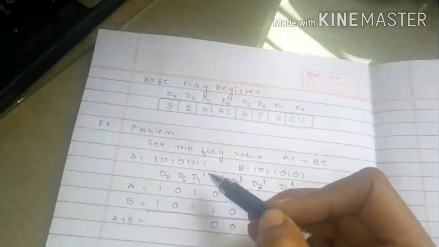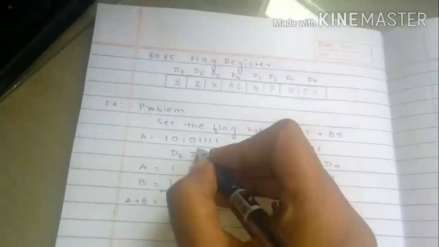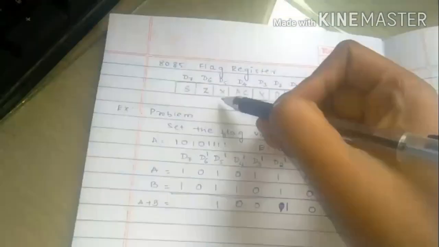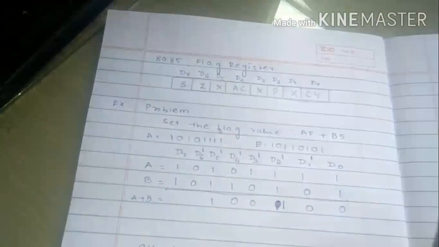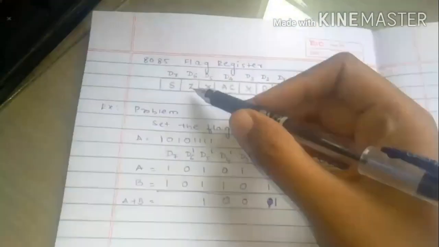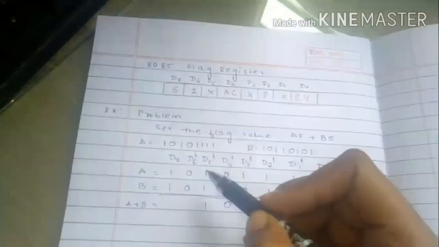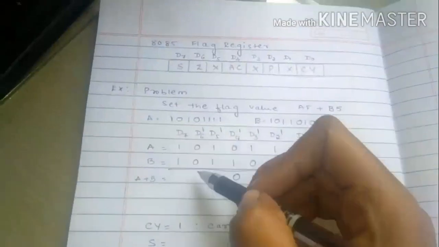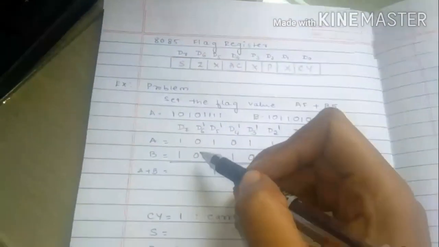Next, 1 plus 1 plus 1 is 1, 1 carry. D5 is undefined, so no need to calculate any parity value. Now, we have to calculate the D6 value. So here, 1 plus 0 plus 0 is 1.